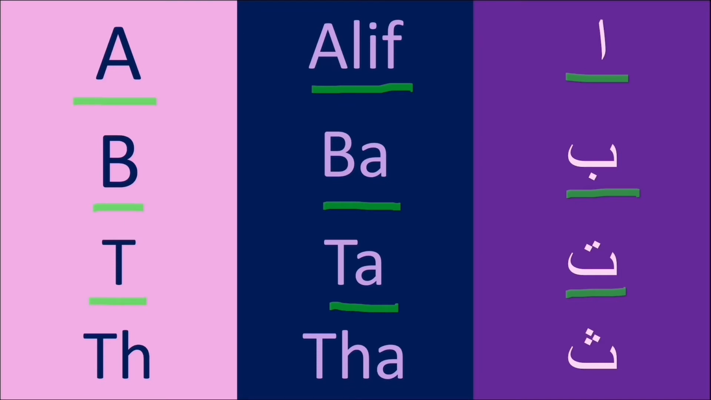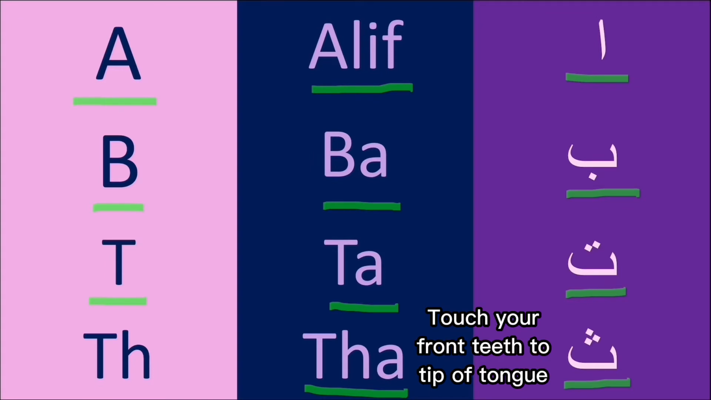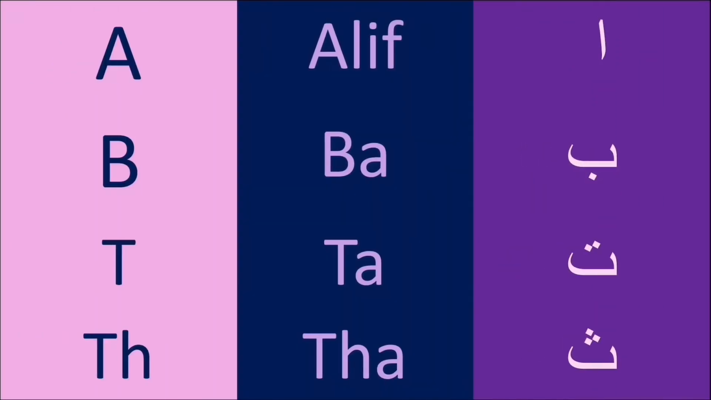Okay. Next letter is tha. Tha. It sounds like th in English. Okay. How to say tha? Hold your tongue between the upper teeth and bottom teeth and then say tha. Okay. Ba has one dot down. Ta has two dots up. Tha has three dots up.